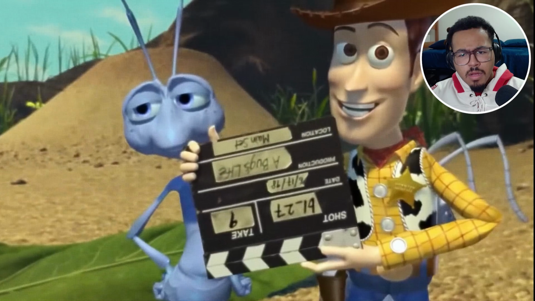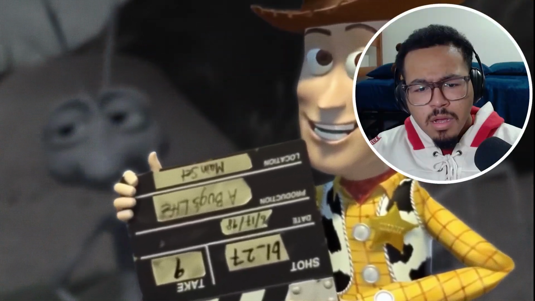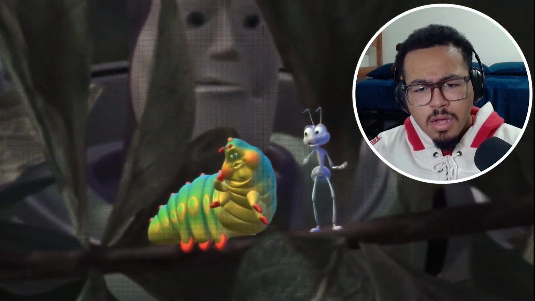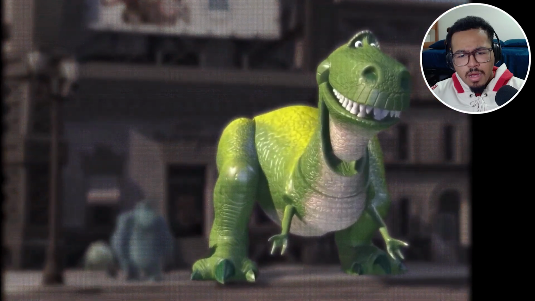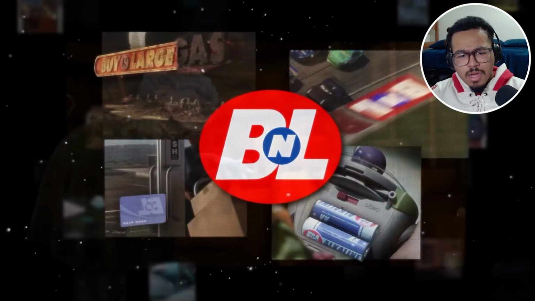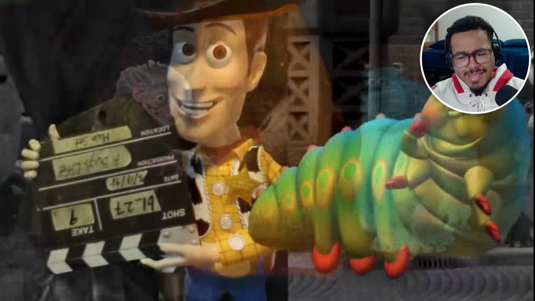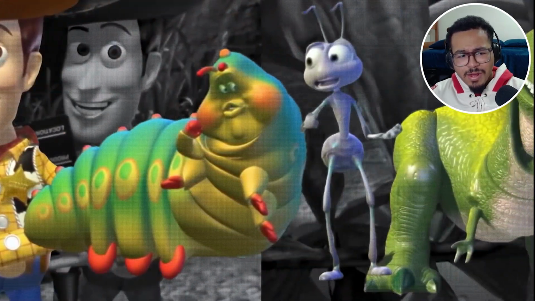Woody shows up as a crew member on A Bug's Life. The bugs show up in Toy Story 2, and Rex shows up in the Monsters Inc. bloopers. And these are not just little background references. These are indisputable crossovers where the characters interact with each other.